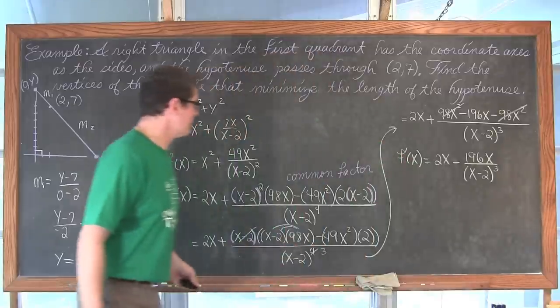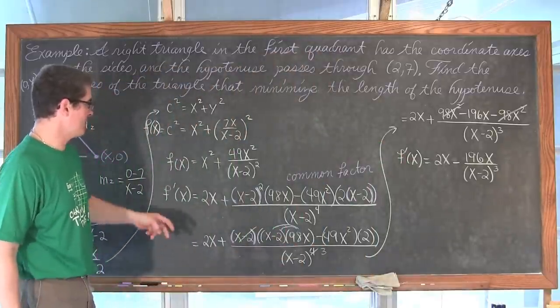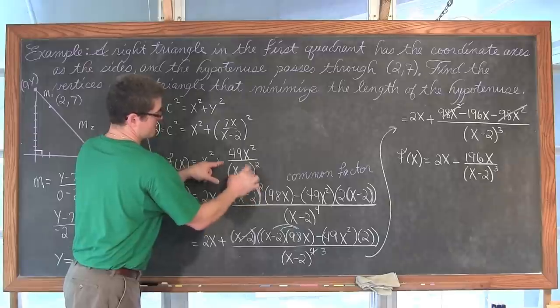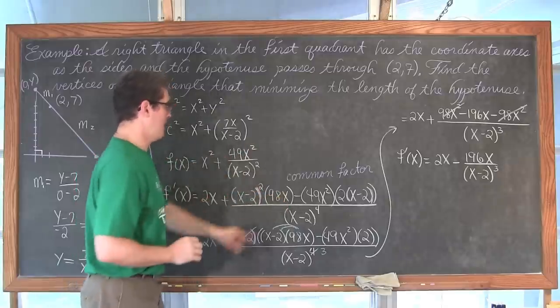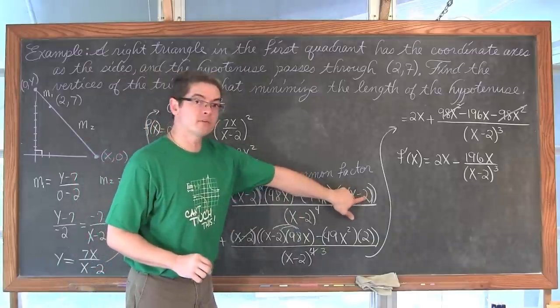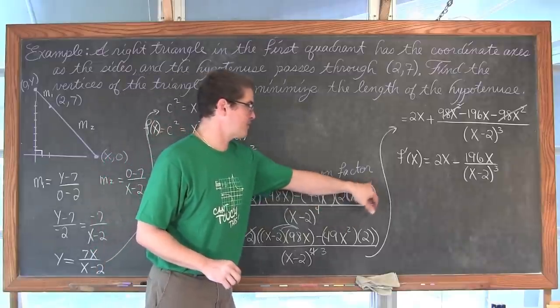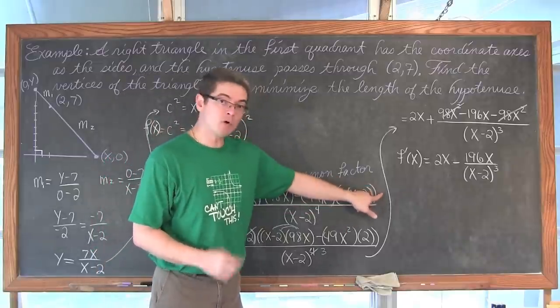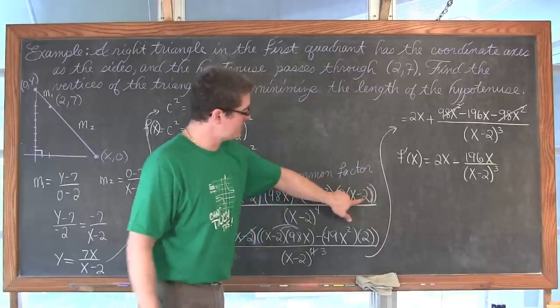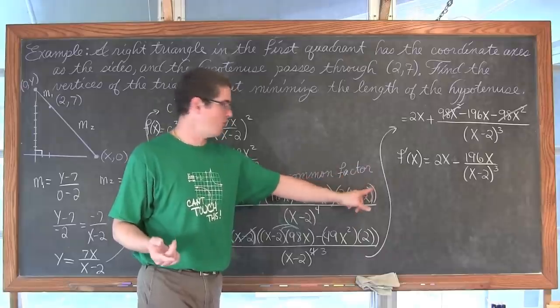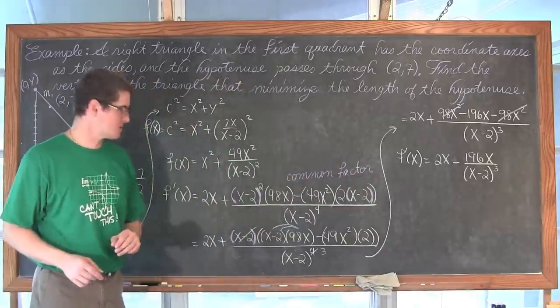Okay, so we got our first derivative. Let's see here. Applying the quotient rule, it was the derivative of the numerator times the denominator, minus the numerator times the derivative of the denominator using the chain rule, 2 times x minus 2, and then dropping that exponent by 1. And I am multiplying by the derivative of the inside function, but the derivative of x minus 2 is just multiplied by 1. And then the denominator is squared.